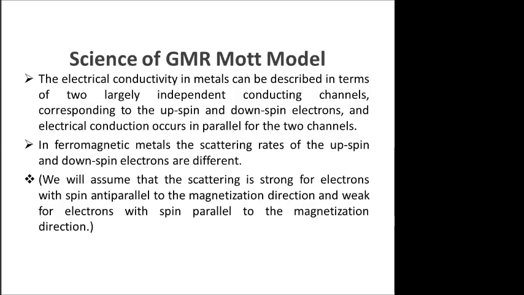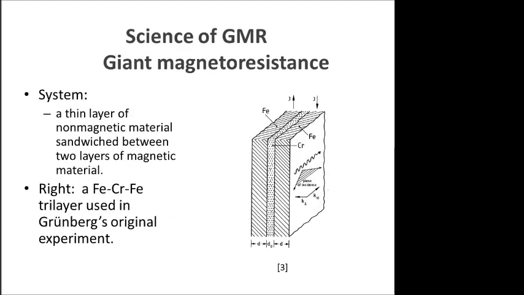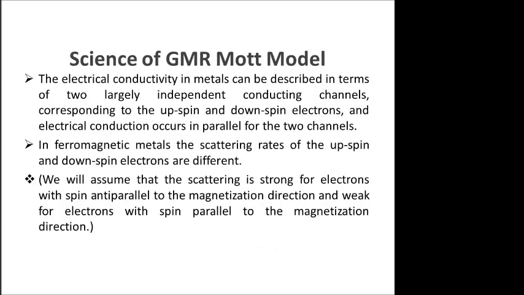It can be modeled using the Mott model. With the Mott model, the electrical conductivity in metals can be described in terms of two largely independent conducting channels corresponding to the upspin and downspin electrons, and electrical conduction occurs in parallel for the two channels. In the previous method, Grunberg's original experiment, we used two layers. Here two channels are used to study how the upspin and downspin electrons move through the channel.